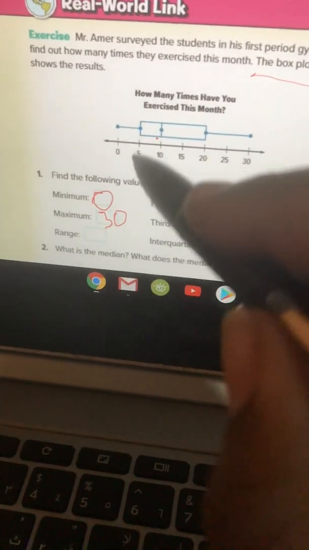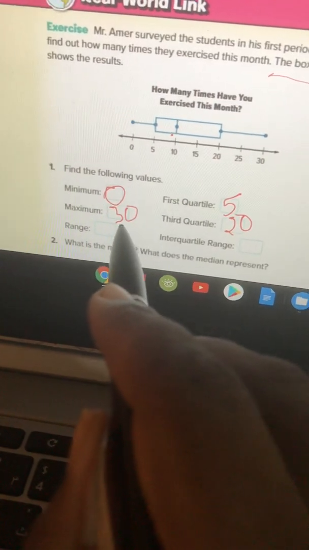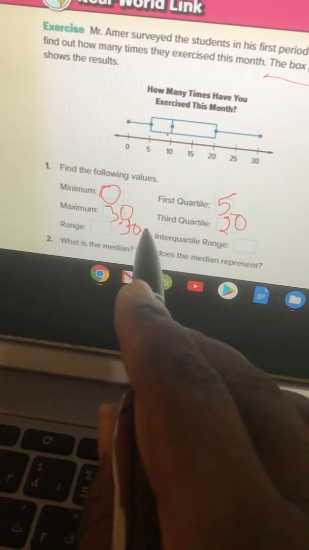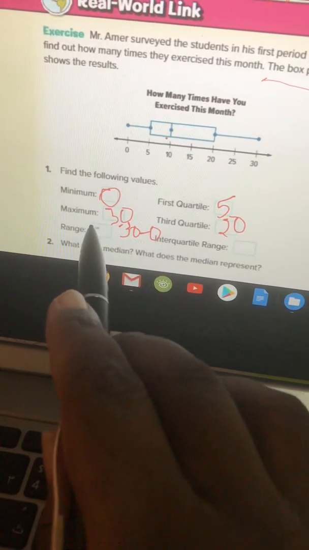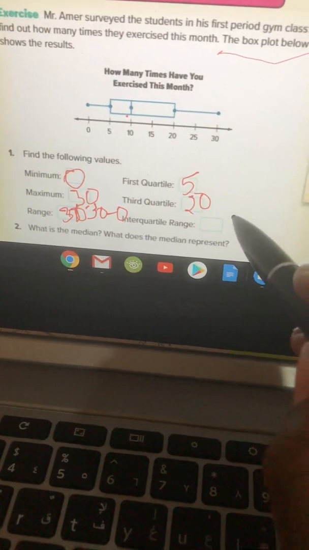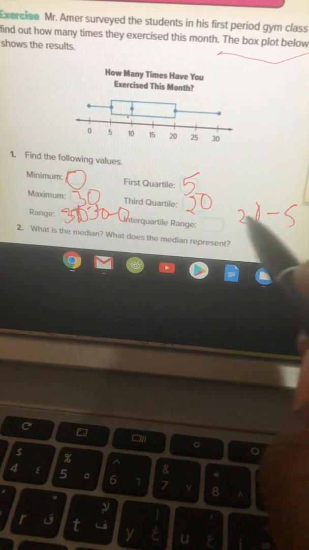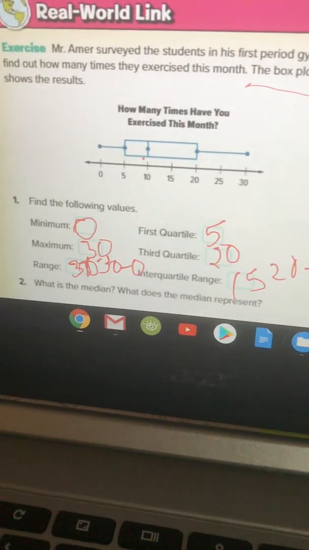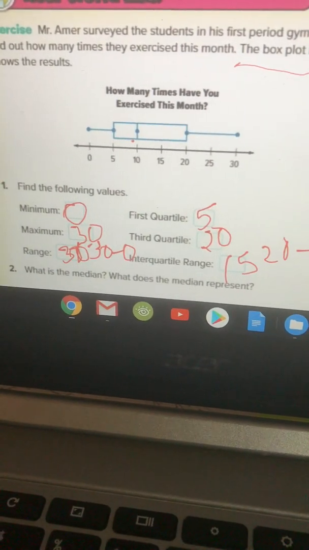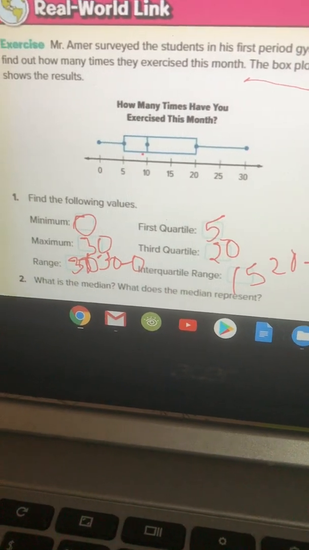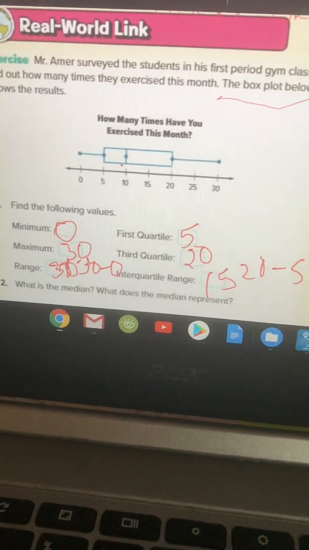How do I get my range? I do 30 minus 0, which gives me 30. And what do I do here? To get the interquartile range, I do 20 minus 5, which gives me 15. And there, I have answered my 5-number summary. Actually, this is not my 5-number summary because it doesn't give me the median. Yes. But I have answered the question that I was asked.